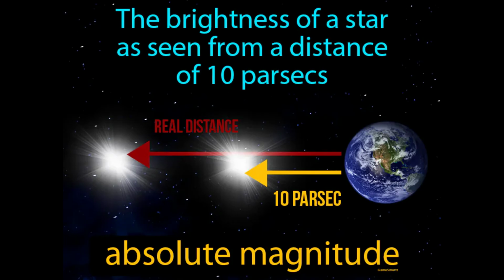The brightness of a star as seen from a distance of 10 parsecs. Absolute magnitude. Absolute magnitude is a measure of how bright a star would appear if it were 10 parsecs away from Earth.